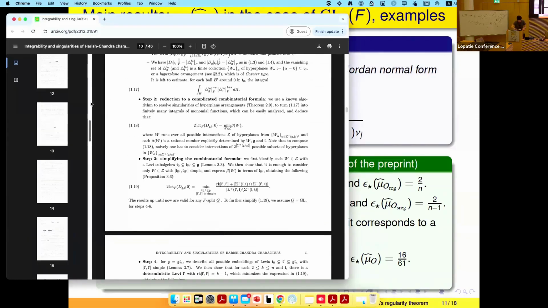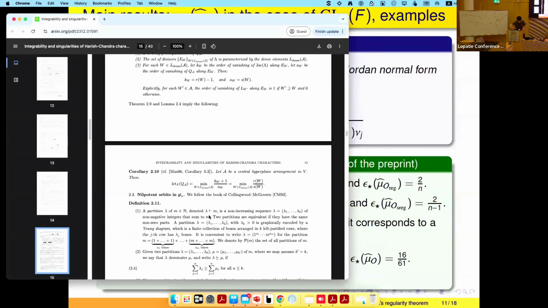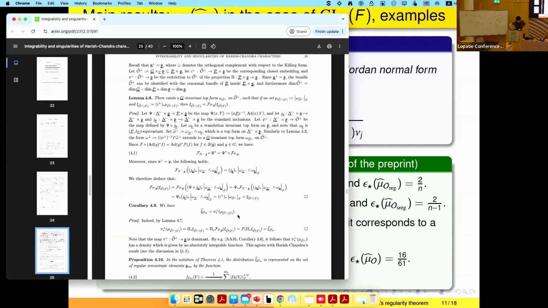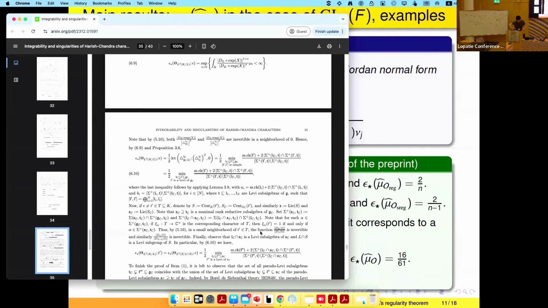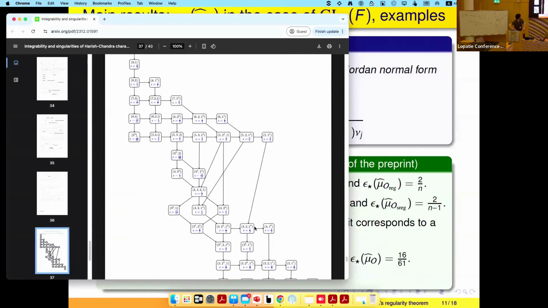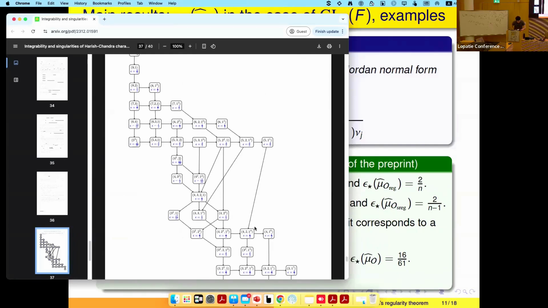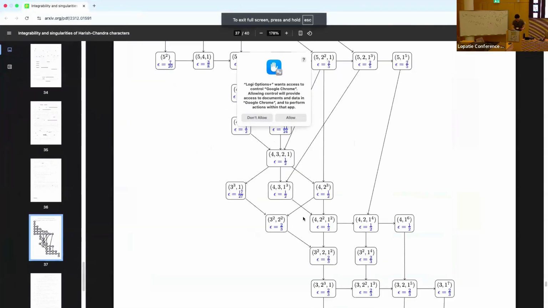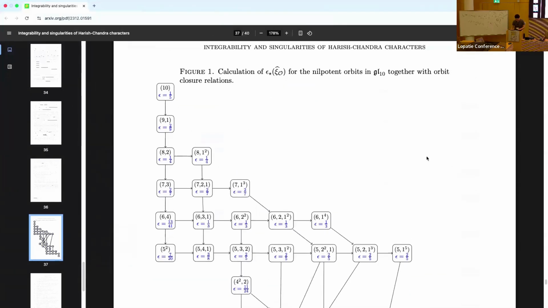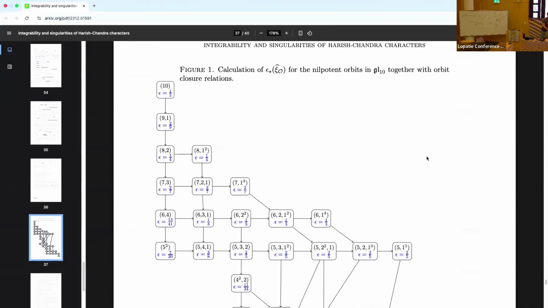Okay, if I manage to scroll down. So this is our preprint, and in the preprint we have a very nice table. Where is the table? Here is the table. Can you see something? Let me fold this. Okay, good. So this is the table for GL10. You can see all of the epsilons for these orbits. You can see the regular orbit there on top. You can see the subregular before it. And there are arrows. The arrows are just the closure relation.